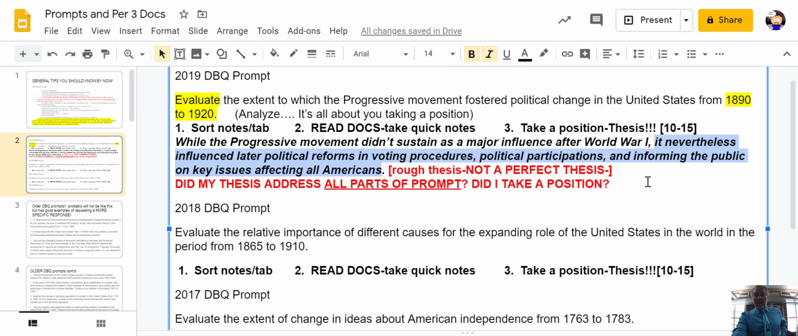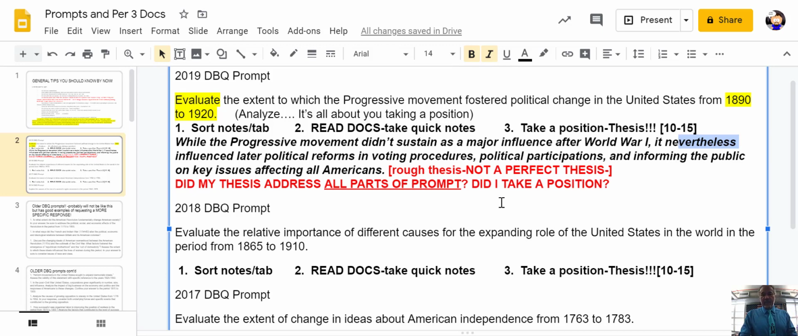And don't worry, I haven't looked at these documents. I'm just trying to come up with something, informing the public of key issues, the muckrakers in here. So, I don't like that. Nevertheless, I might replace that, as you guys can see. I don't know. Maybe just, the progressive movement had a major influence.